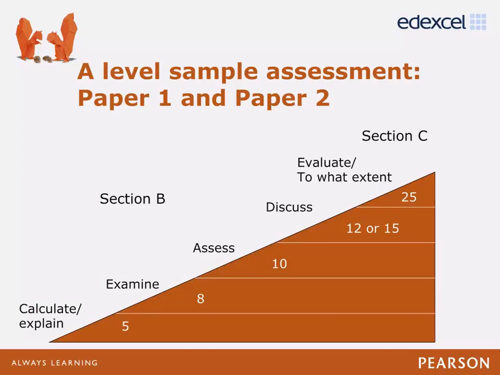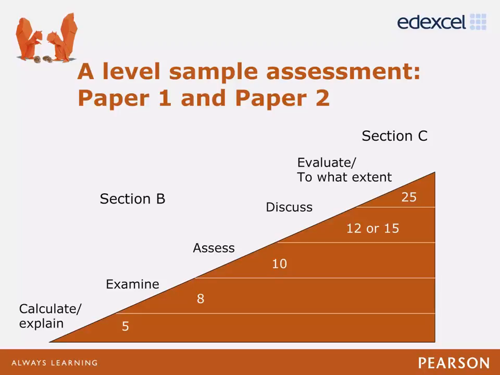The same principles apply for A-level as they do for AS. You'll see that Paper 1 and Paper 2 have a consistent structure. For A-level, the papers have 3 sections. Section A comprises short answer questions, such as multiple choice, calculate, illustrate, and explain. Section B is based on extracts. Section C comprises an essay question. Students choose 1 essay from 2.